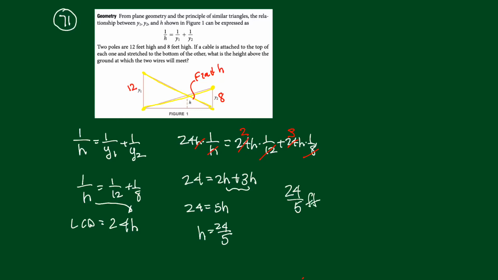What we're asked is this. What is the height above the ground at which the two wires meet? The answer is not h equals 24 over 5. The answer is 24 over 5 feet. Now, you could write that, I suppose, 5 into 24 will go 4 and 4/5 times feet, or you could write it as 4.8 feet if you liked.